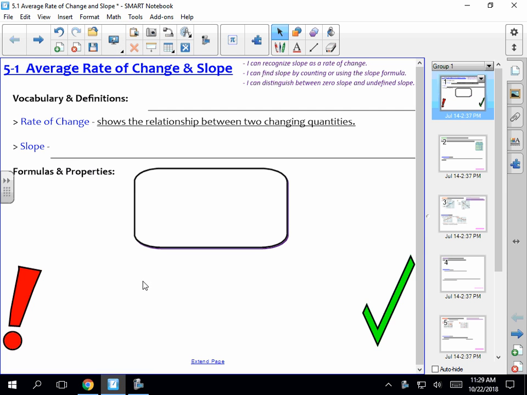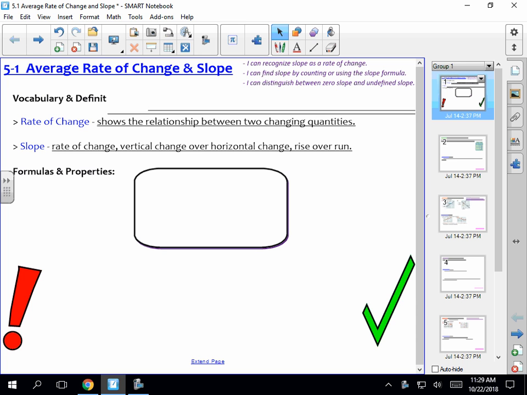All right, so rate of change shows the relationship between two changing quantities. Slope is the rate of change. It's another word for that. So you could just write rate of change, vertical change over horizontal change, or rise over run. There are tons of applications of slope in real life.